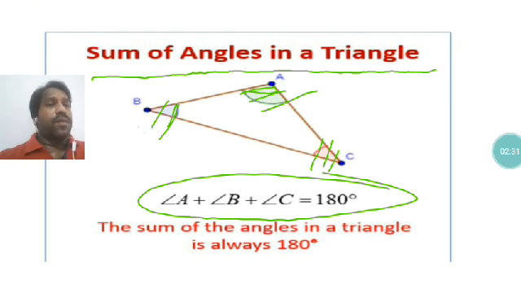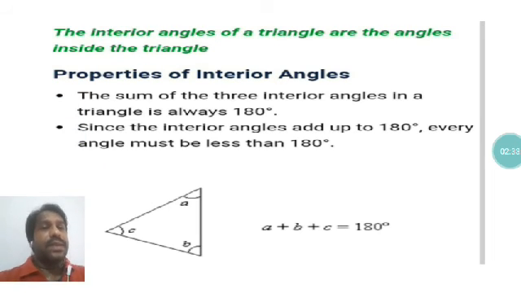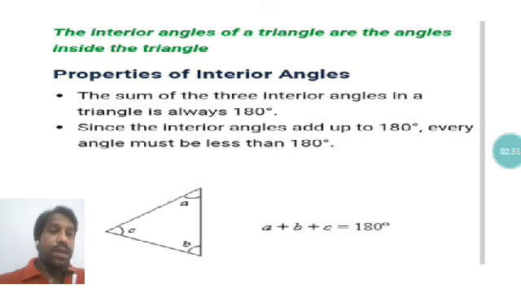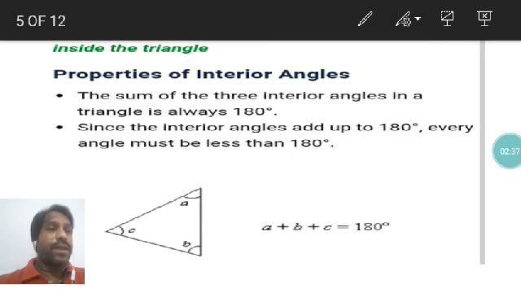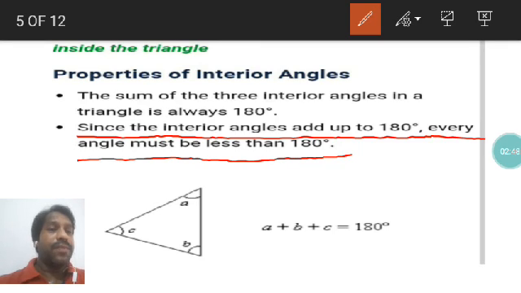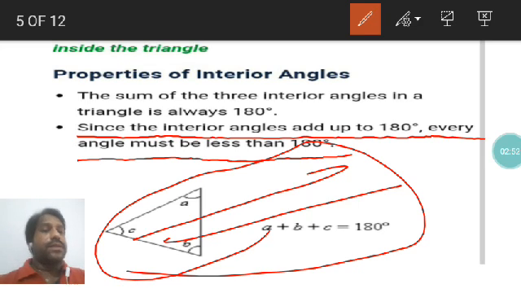One more thing we can see: these are called interior angles, so properties of interior angles also we can see. What are the properties? The interior angles add up to 180 degree, so every angle must be less than 180 degree only. So this is what we are going to study. Clear?